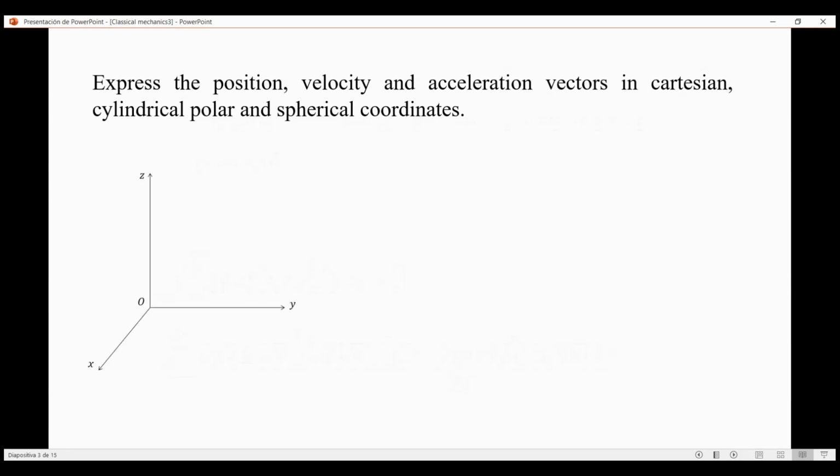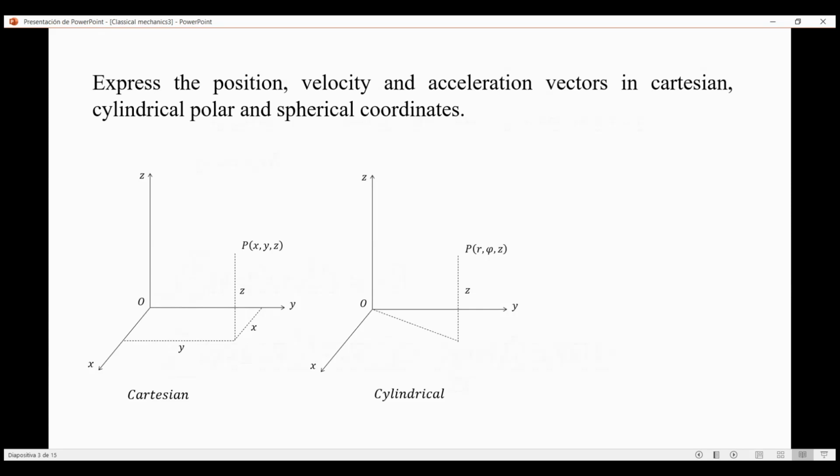Cartesian coordinates, we've got a point there, and we know that we can describe or locate the point with x, y, and z, the Cartesian coordinates. In cylindrical coordinates, the same point, we have the height, z coordinate, and instead of x and y, we have the distance from the origin to the projection of the point on the xy plane. We call it r, and the angle that r makes with one of the axes, let's say the x-axis, we call it phi.